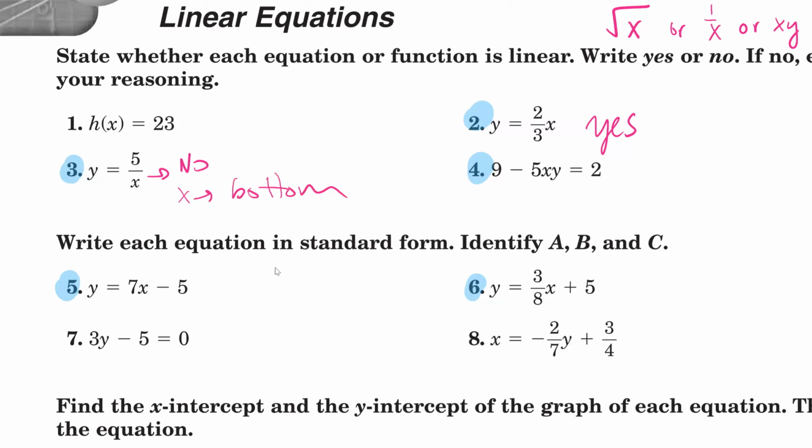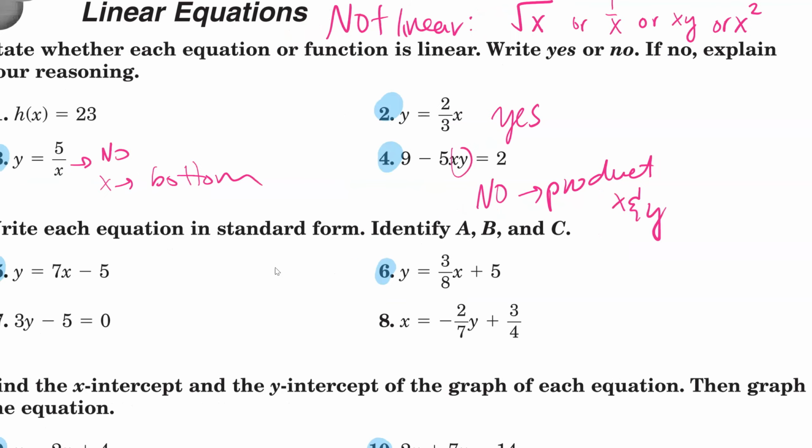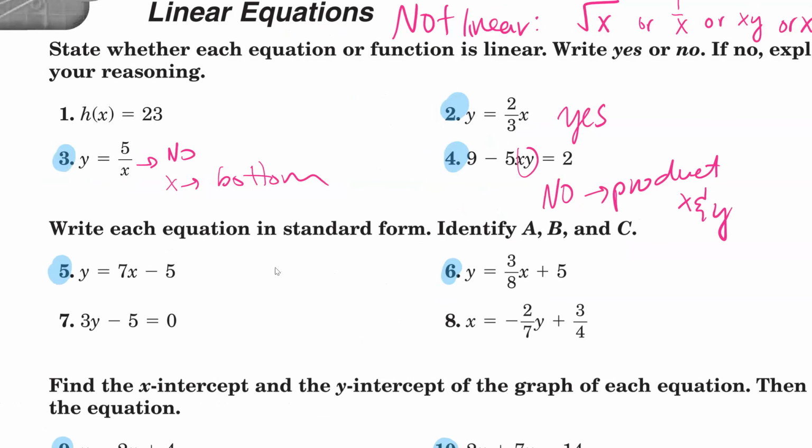Number 4, is this linear? It's multiplied by y. No, because we have a product of x and y. Wait, it's not linear if it's those things? It's not linear if these things happen: if it's under a root, or if it's on the bottom of a fraction, or if it's being multiplied by y, or if it has an exponent other than 1. Cool. All right, so write each equation in standard form, identify A, B, and C.